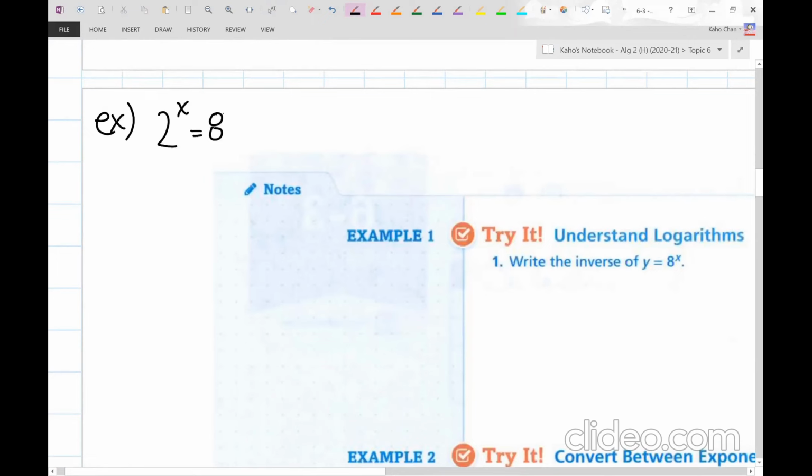Let's remind ourselves what each part of this particular equation is. The 2 is called the base. The x is called the power. The 8 is the argument. Okay? And when we apply these equations and do math with them, we are doing a form of exponentiation.